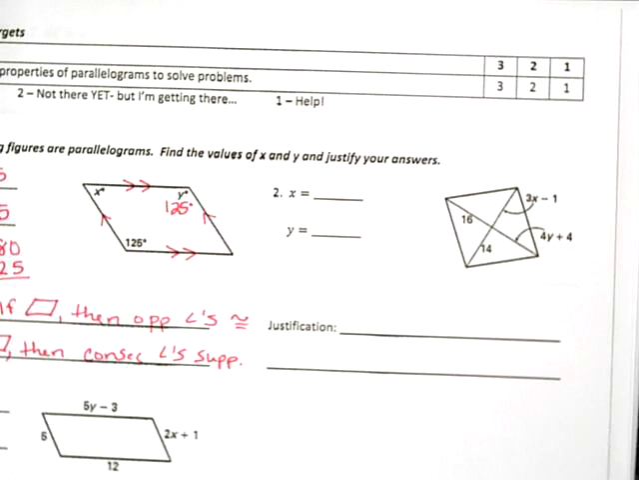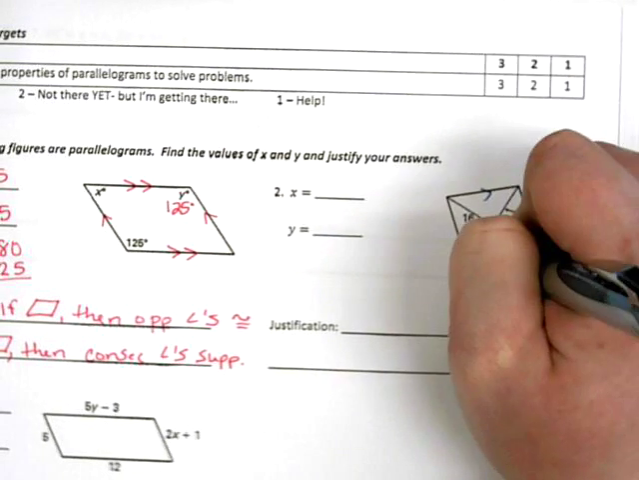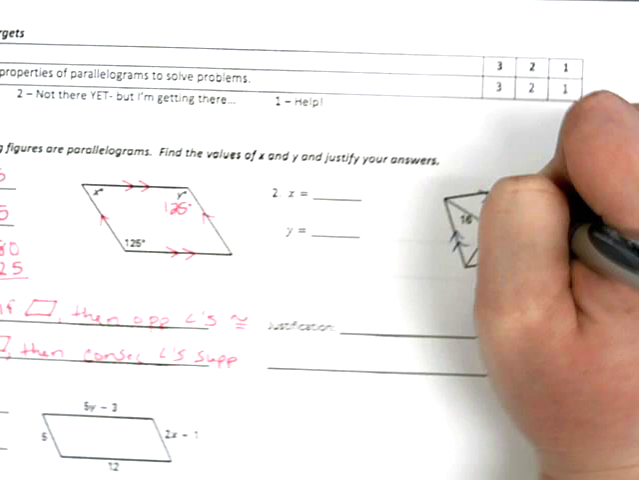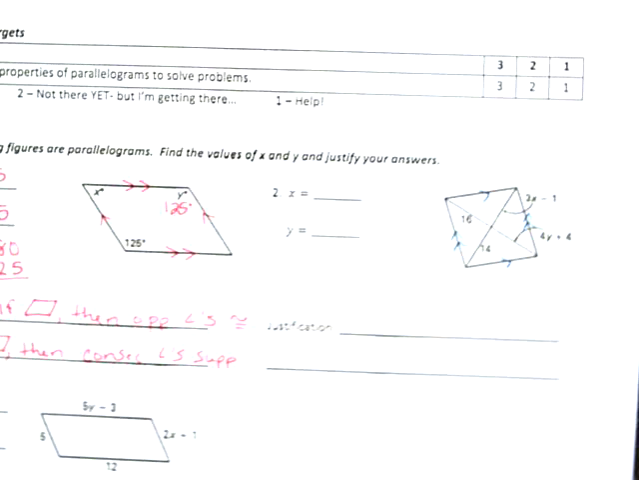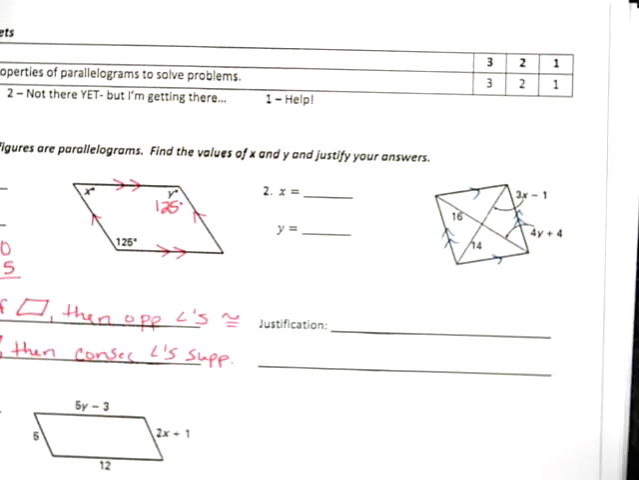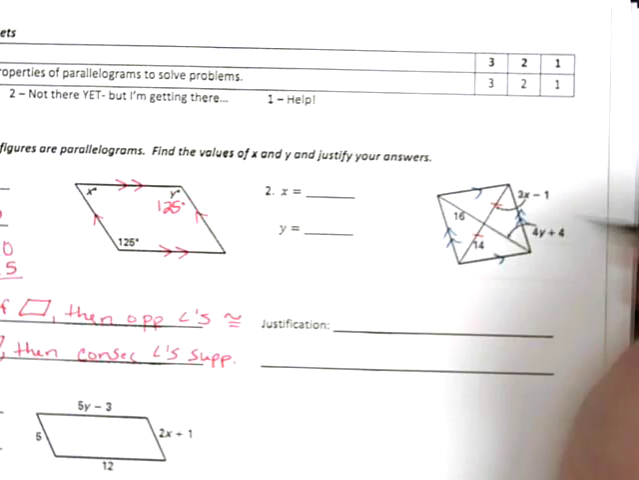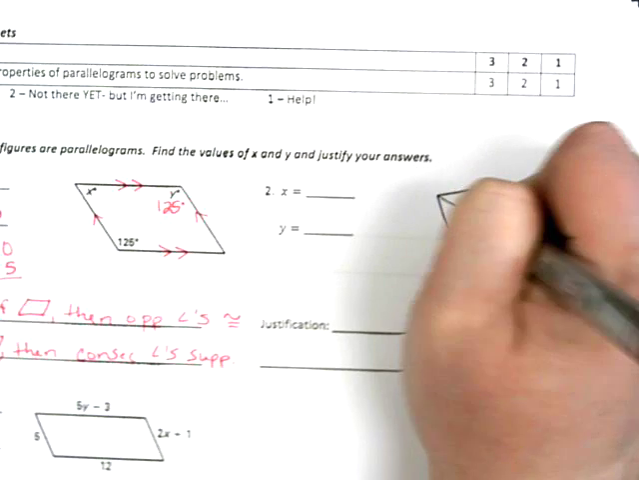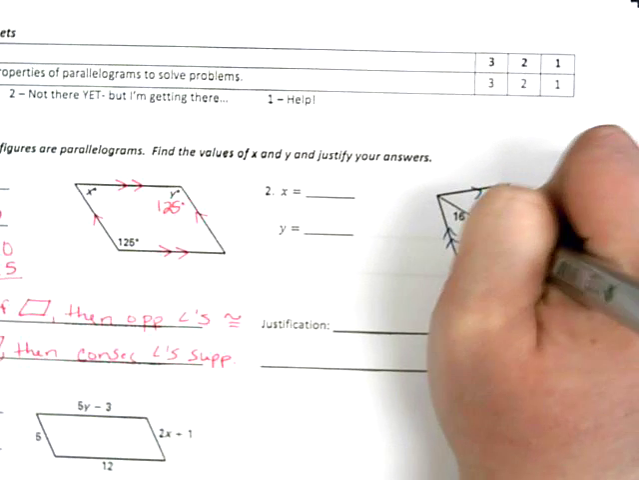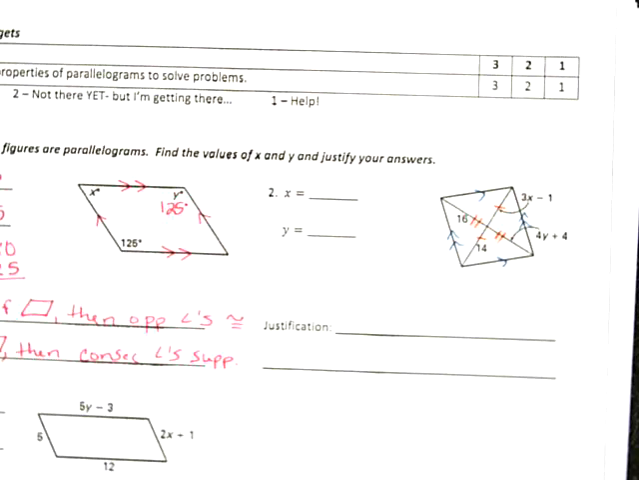Taking a look at number 2, we've got this picture here. We do know for sure that it's a parallelogram. So I'm going to go ahead and mark my parallel lines just to remind myself that it is a parallelogram. And taking a look at this one, it looks to me like we're looking at the diagonals, which means that I have these two segments are congruent to each other, and I have these two segments are congruent to each other. Because if I have a parallelogram, then the diagonals bisect each other.